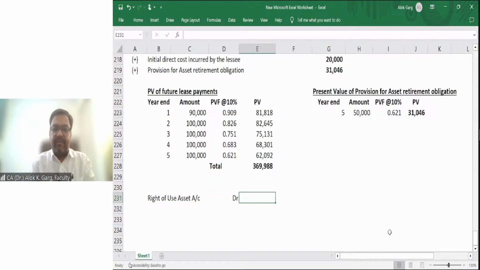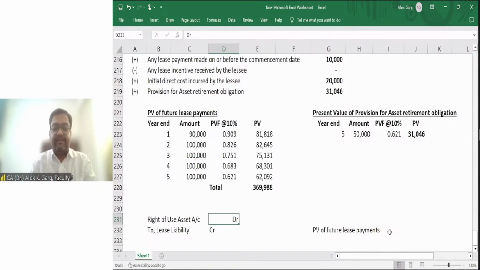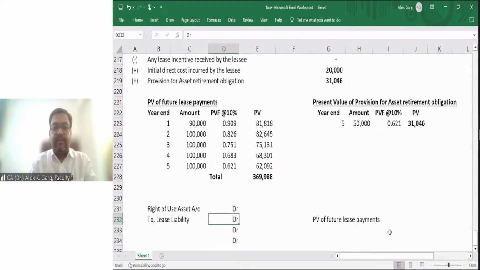Right of use asset account debit. I'll keep this open now. To what? To lease liability. Lease liability means present value of future lease rental, the present value of future lease payments. Credit. Lease liability credit.